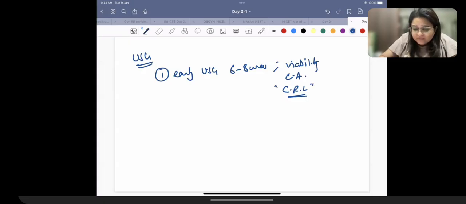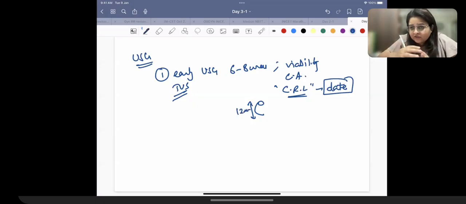Okay, and the crown rump length is the best way to date the pregnancy. Remember, if the patient is not sure of her last menstrual period, or if she's had irregular cycles, the best way to date the pregnancy, yes, this is a transvaginal scan ideally, is to measure the crown rump length. Suppose you measure this, it comes as 12 millimeter. So the software will tell you that 12 millimeter corresponds to say 8 weeks. I'm just telling you, I don't know how much it corresponds to.